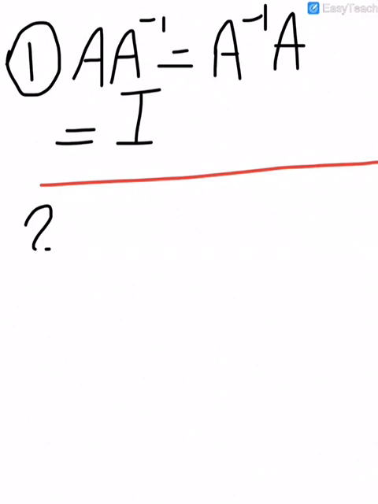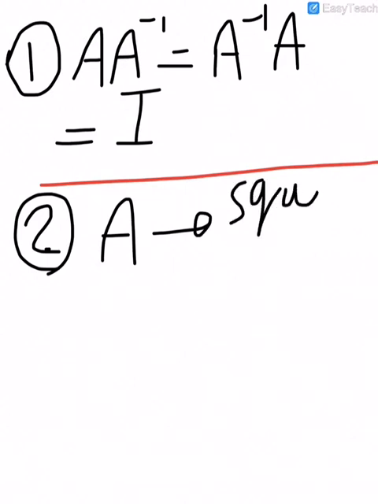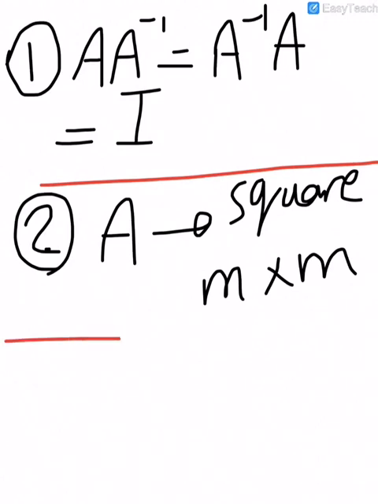The second one: A must be a square matrix. We are reviewing. If A wants to have an inverse, A must be square. If you are a 2 by 3 or a 4 by 3 matrix, I'm really sorry to say that there is no inverse for you. How poor you are, right? There is no inverse for those matrices, and they need to cry.